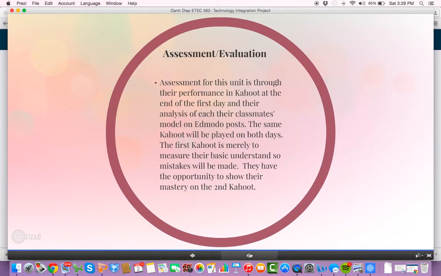So the assessment and evaluation for this unit is quite informal. I assess them through their performance in Kahoot, and I also assess their performance in analyzing their own work and comparing it to other people's work. They play the same Kahoot both days, so the first day they can make many mistakes and will not be held accountable. The second day, I expect the mastery level to be quite a bit higher. I would pause at each question and see who picked the wrong answer, and I would talk about why they picked it to make sure I touch on all of my kids.